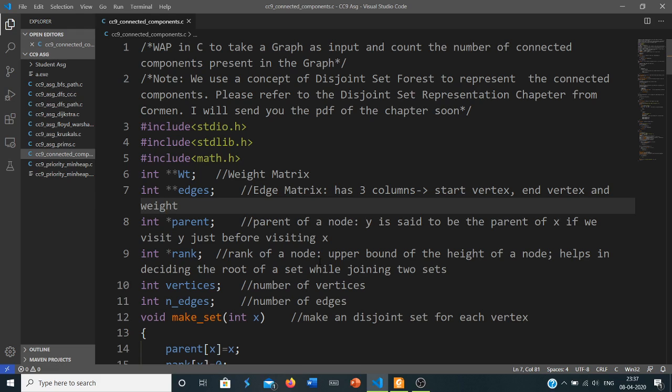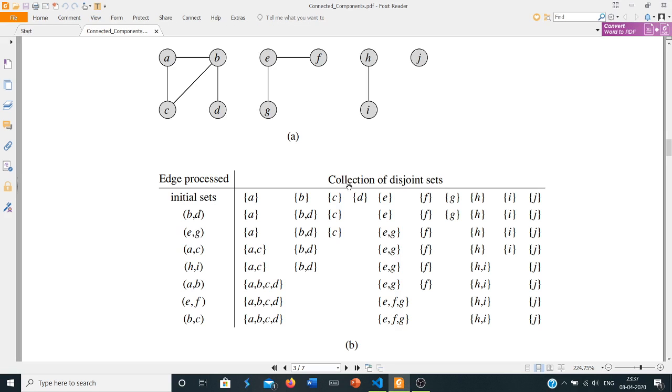The question is, how can we find out the number of connected components which are present in the graph? Let's have a look. Say this is the graph which has been given to you as input. Now, how many connected components do you find in this graph? 1, 2, 3, as well as 4. The question is, how do we count the number of connected components if we are not applying BFS or DFS?